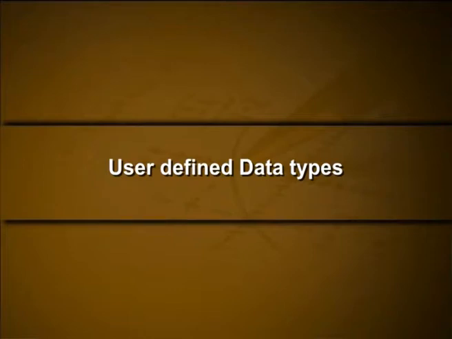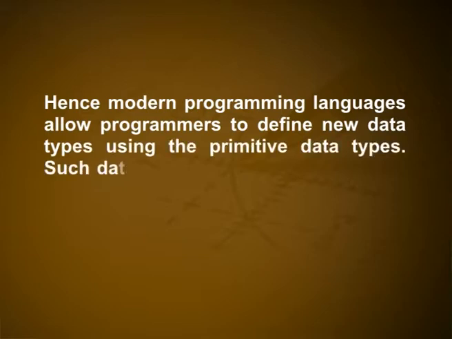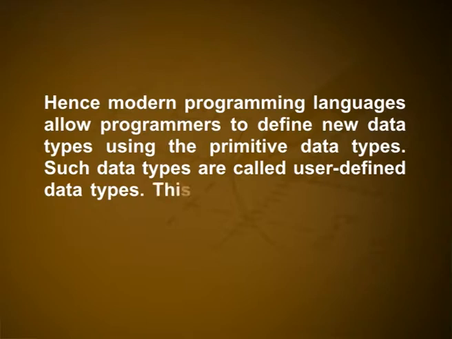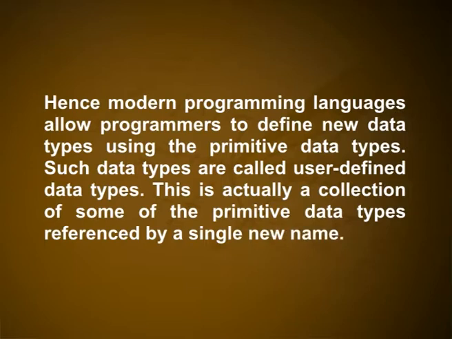User defined data types. Programming will be easier if some data types suitable for the application are available rather than the primitive types. Hence, modern programming languages allow programmers to define new data types using the primitive data types. Such data types are called user defined data types. This is actually a collection of some of the primitive data types referenced by a single new name. A heterogeneous array can be considered as a new user defined data type. After defining this new type, it can be used as a primitive type to define variables of this type.